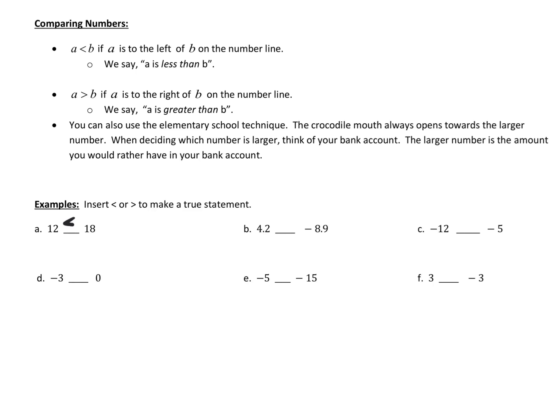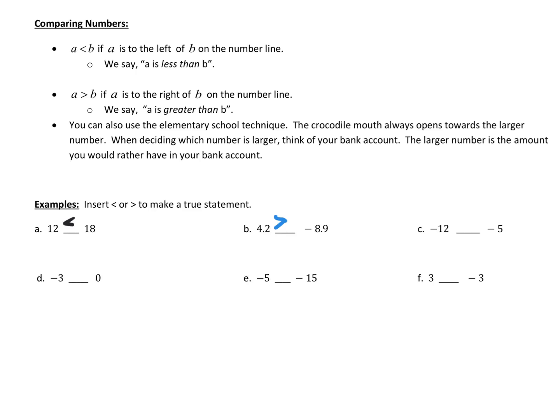All right, if we come to example B, we have two numbers, 4.2 and negative 8.9. Now, when we look at this, we want to think in terms of our bank account. Would we rather have $4.2 in our bank account, or would we rather be overdrawn negative 8.9? And so in this case, I would rather have money. And so we want 4.2. We want our crocodile mouth opening towards the 4.2. And we say that 4.2 is larger than negative 8.9. Now, in general, when you are comparing positive and negative numbers, positive numbers are always going to be larger than any negative number, and it does not matter what the numbers are.